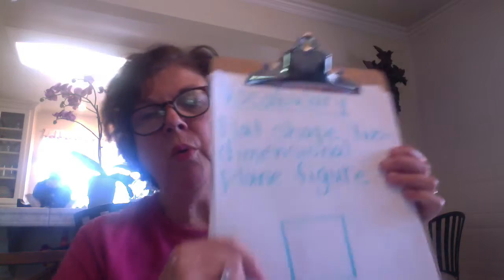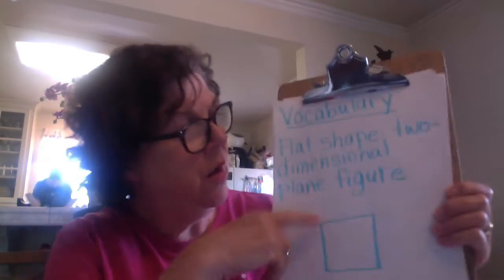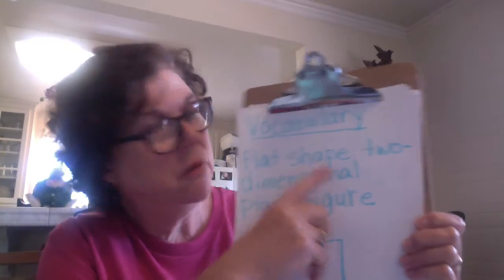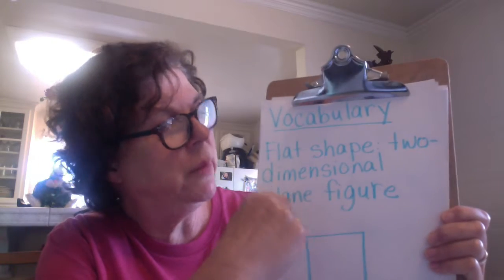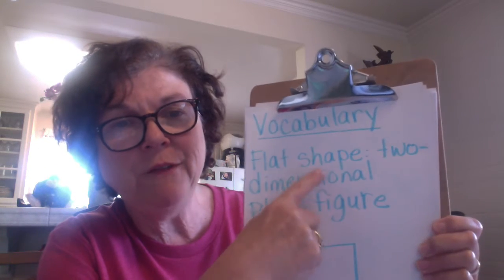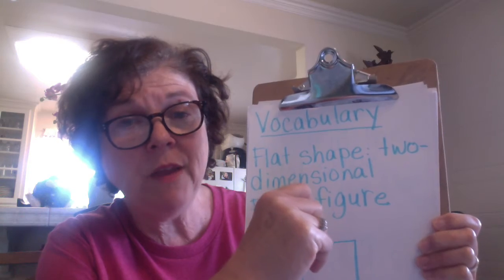Our lessons always have vocabulary. That's important words that we need to know. Flat shape, which is a two-dimensional plane figure. Plane and flat both mean the same thing. Now, as we've been saying, these are flat shapes. They're like the paper. Like if you held them too strongly, they would crumple up or tear. They're not anything you can put anything inside of.